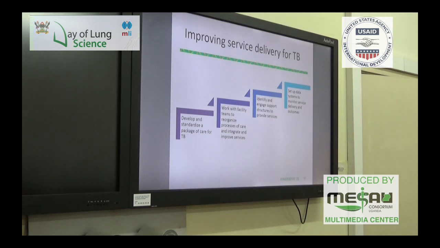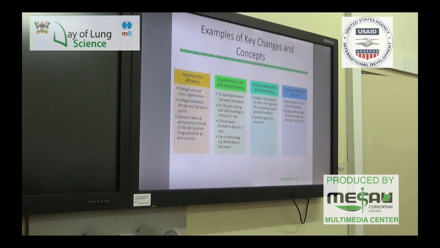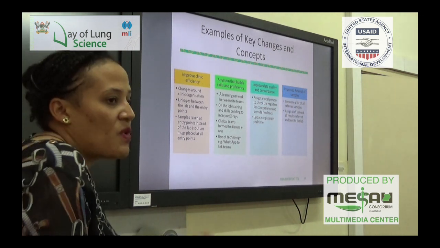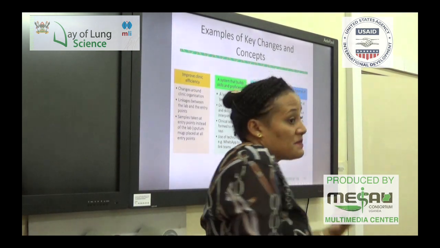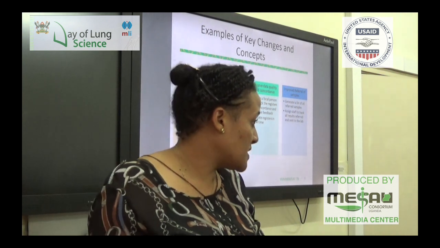Some of the changes or the examples that we have, and this is from a few sites' learning, is that if we want to improve TB care, we have to improve clinic efficiency and have changes around clinic organization, linkages, and referral of samples. We need a system that builds skills and proficiency. We cannot train people all the time, but we can have a system that allows health workers to pick up skills on the job, for example.